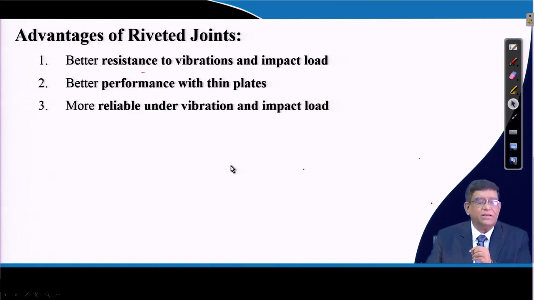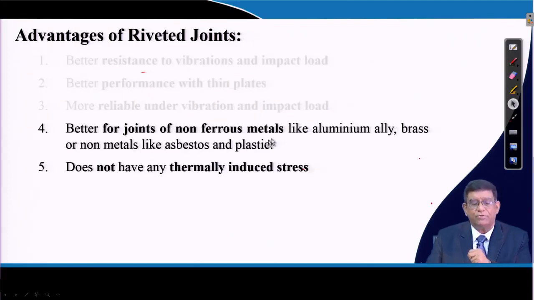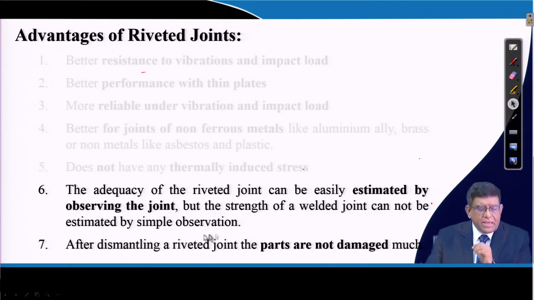So these riveted joints have better resistance to vibrations and impact load, better performance with thin plates, and are more reliable under vibration and impact load. They are also better for joints of non-ferrous metals, and they do not have any thermally induced stress. When we talk about welding, you will find a lot of thermally induced stresses are there. The adequacy of a riveted joint can be easily estimated by observing it; you can see the joint and know whether it is okay or not. But in a welded joint, sometimes the inside could be very weak or have some problem, and by simply inspecting you may not be able to find out that a particular joint has become very weak.